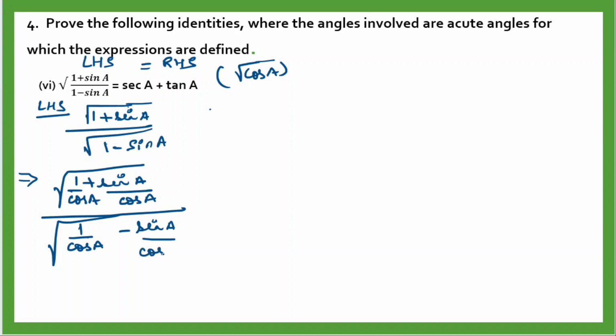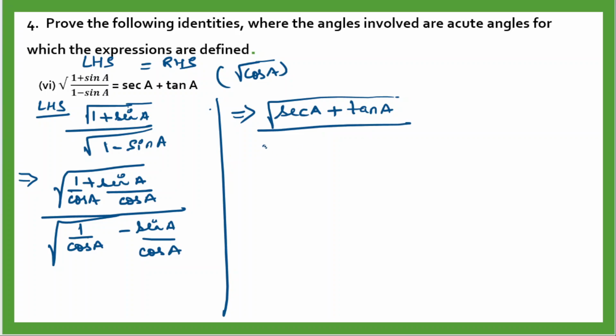Okay, if you have any doubt, any query, please write in the comment box so that I can solve your queries. So what is 1 by cos a? It is sec a, plus sin a divided by cos a, it is tan a, under root, divided by under root of sec a minus tan a. Now what we have to do? We are going to multiply our numerator and denominator by under root of sec a plus tan a.